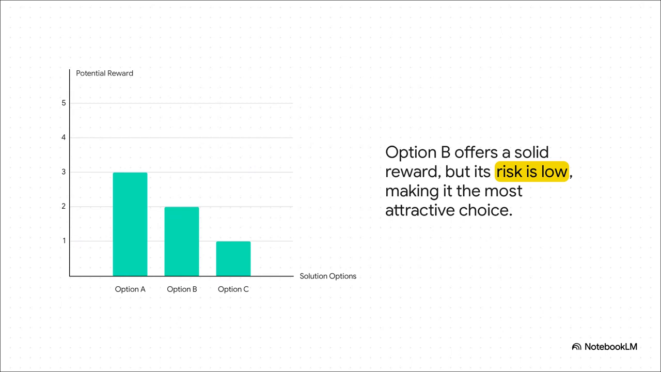It becomes so clear. Sure, option A has that flashy high reward, but option B gives you a solid, moderate return with way, way less risk. That's the sweet spot you're looking for. It's not about finding zero risk.